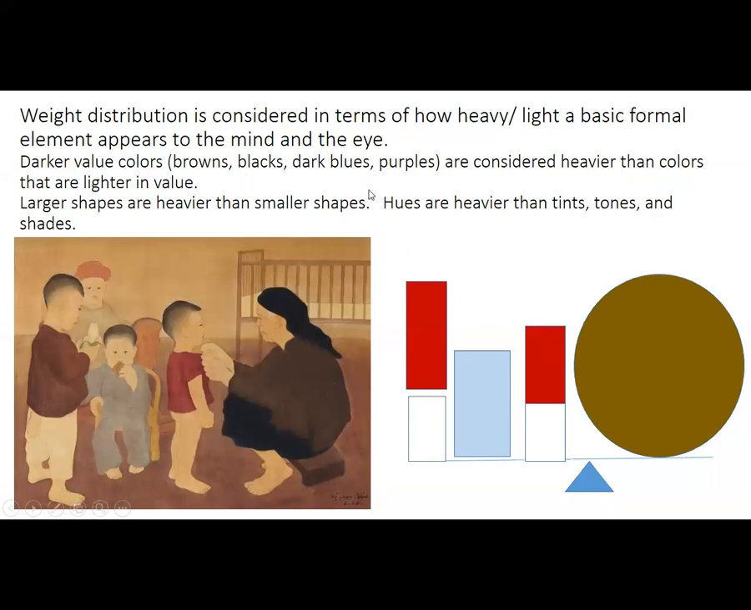Larger shapes are heavier than smaller shapes. Hues, like pure saturated hues, especially red and orange and yellow, are really intense. Blues and dark greens aren't as intense, but the ones that are really bright, that come off the color wheel, are heavier than tints, tones, and shades.